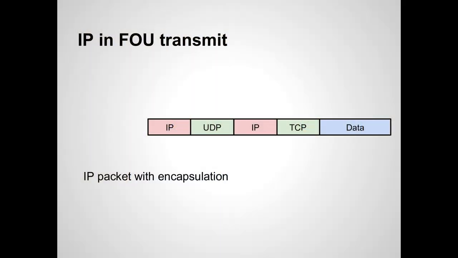So now we have a fully qualified IP packet. The outer IP header says next protocol is UDP. The inner IP header says next protocol is TCP. And the UDP destination port says we're encapsulating an IP packet. Slap an Ethernet header on. This is now good to go out on the wire.